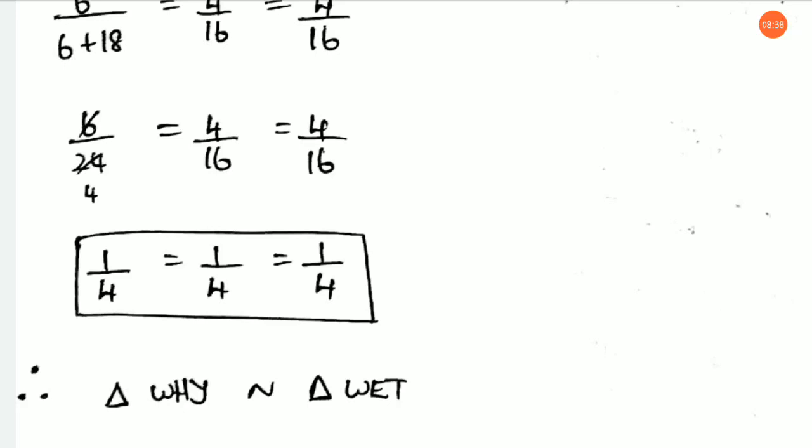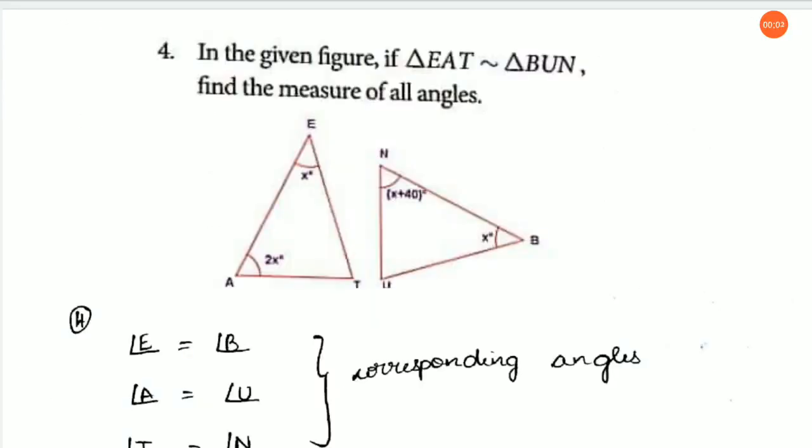Is this sum clear? Look at the next question. In the given figure, if triangle EAT is similar to triangle BUN, find the measure of all angles. They have given you two triangles with some measurement. You are going to find the angles and check whether these two are similar or not. In the previous sum, they gave you corresponding sides, and in this sum, you are going to find the corresponding angles.